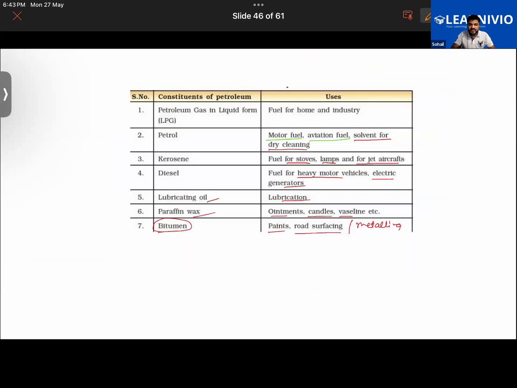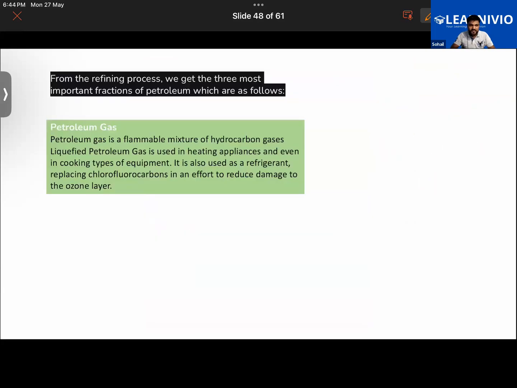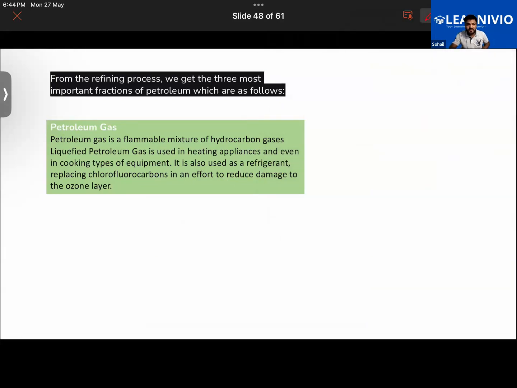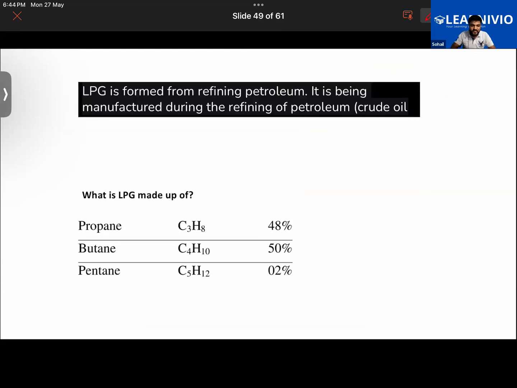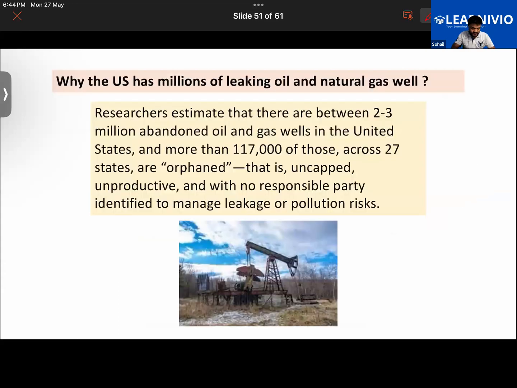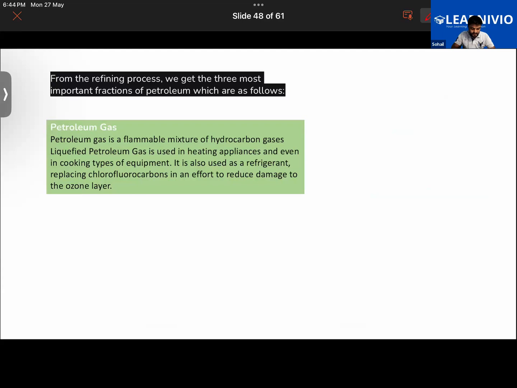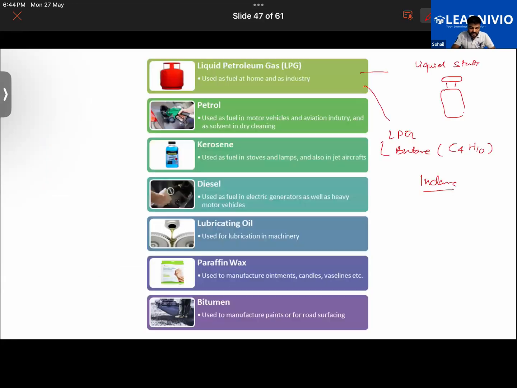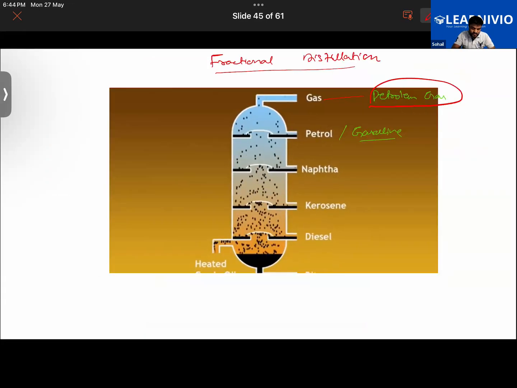And we also learned that there are different constituents of petroleum. Different components have got different uses. Three of the components obtained from fractional distillation are very important. They are petroleum gas, then liquefied petroleum gas, and then you have one more. I believe there was one more. Petroleum gas, liquefied petroleum gas, and petrol. Talking about petroleum gas, that will come out from the topmost chamber.